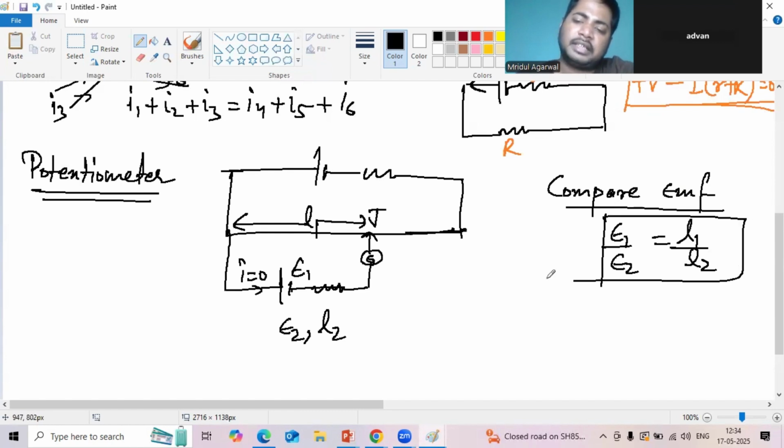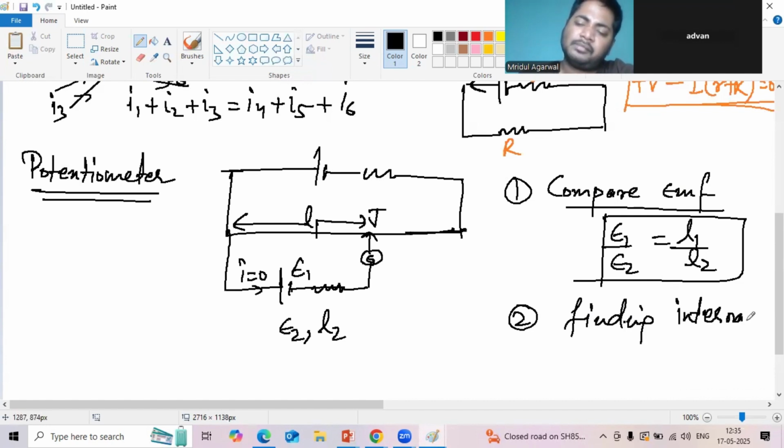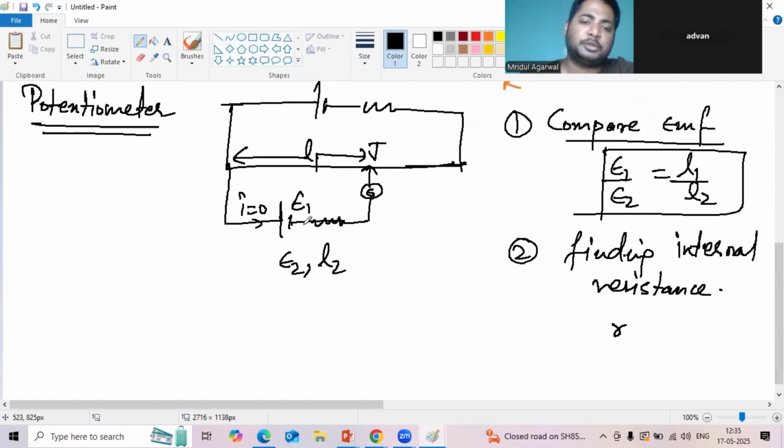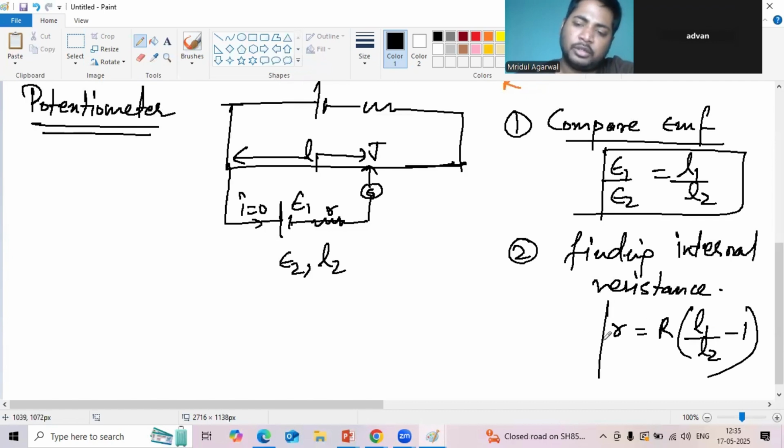And the second thing is finding the internal resistance. Internal resistance is small r, and it is given by capital R into L1, that is the initial balancing length, divided by L2 minus 1, where L2 is the balancing length with the resistor.